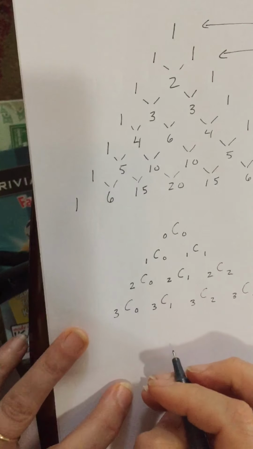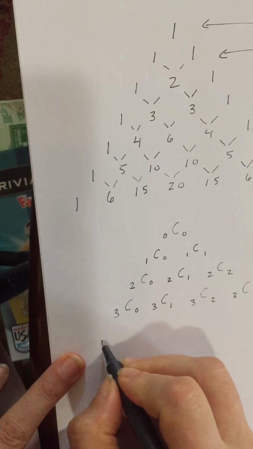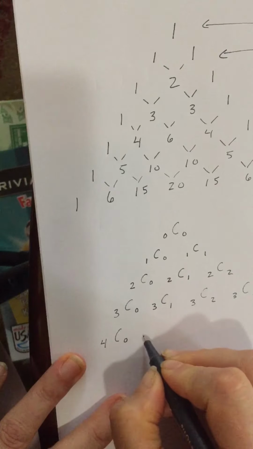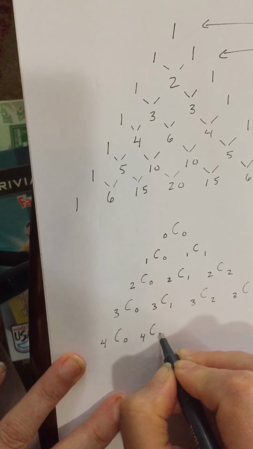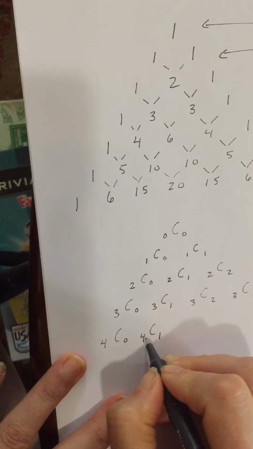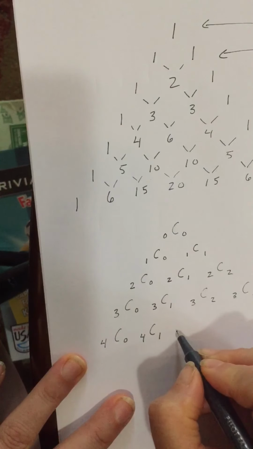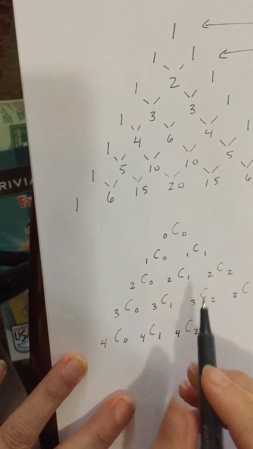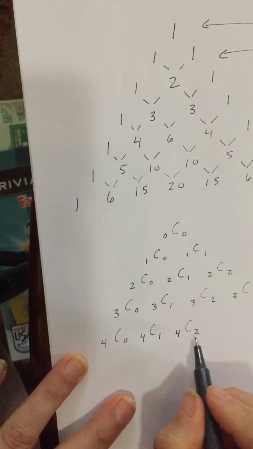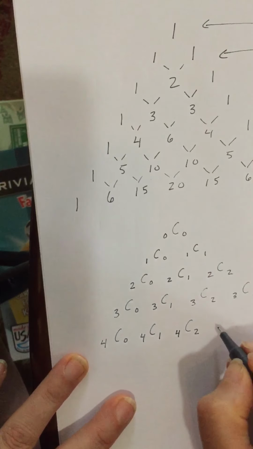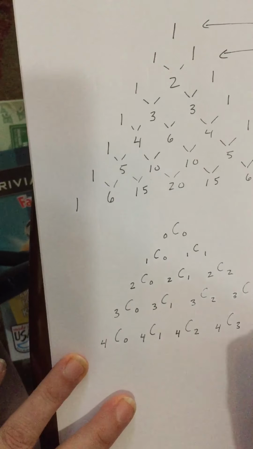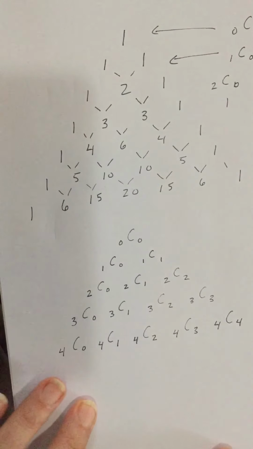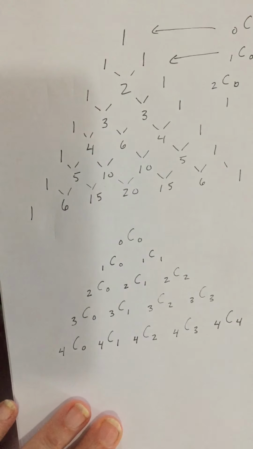Okay, so let's just do one more row and kind of talk through what it looks like. It's going to run from 4 choose 0, and the next one's going to be 4 choose 1. That's going to be 1, 4. And then the next one is going to be 4 choose 2. Okay, so 4 choose 2 is going to look like 6. And then we're going to have 4 choose 3, and then 4 choose 4. Hopefully you get the idea, and that's going to build Pascal's triangle also.